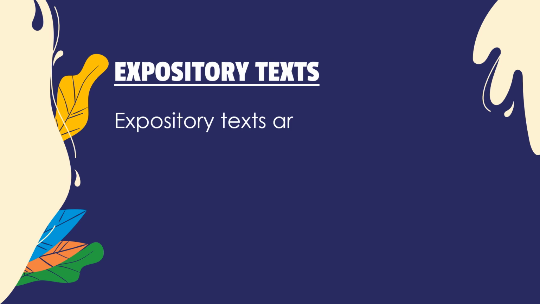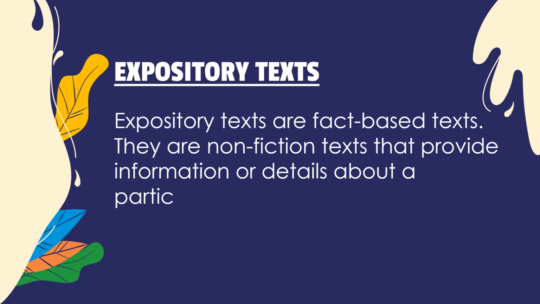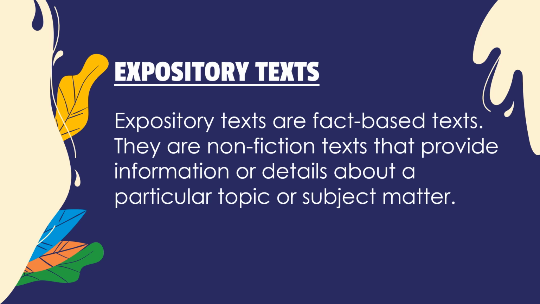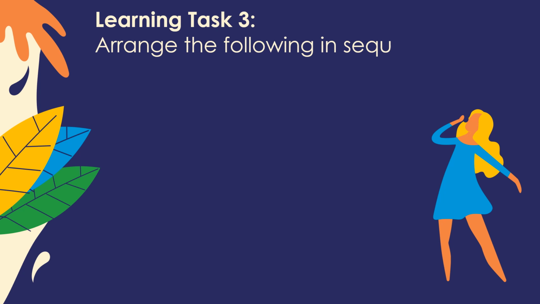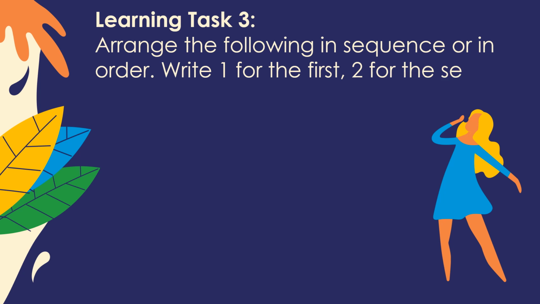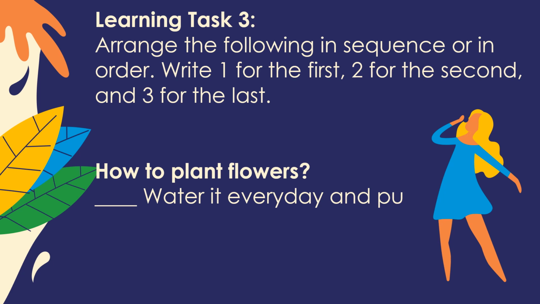Expository texts are fact-based texts. They are non-fiction texts that provide information or details about a particular topic or subject matter. Learning task number 3. Arrange the following in sequence or in order. Write 1 for the first, 2 for the second, and 3 for the last.